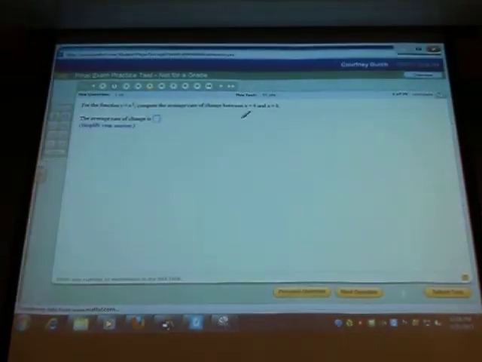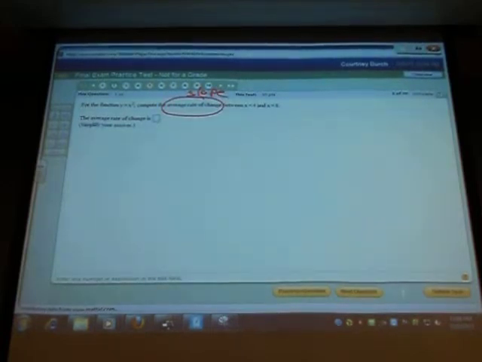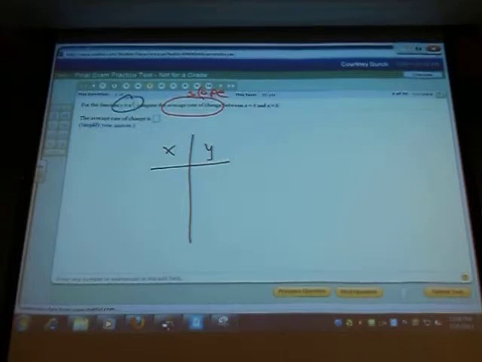So what I need to do here is make an XY table, and I'm going to use that equation to find my y values. Okay, so y equals x squared. When x is 4, 4 squared is 16. And when x equals 8, 8 squared is 64. Now if you have a different equation, you just use your different equation to compute your y values.